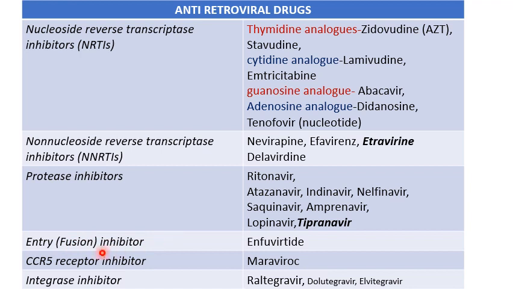And you have entry inhibitors or fusion inhibitors, which prevent the fusion of the virus to the CD4 lymphocyte. So it is enfuvirtide. And the CCR5 receptor inhibitor. We know that CCR5 receptor is a chemokine receptor which acts as a co-receptor which helps in the binding of virus to the host cell. The drug maraviroc inhibits this CCR5 receptor and prevents the binding of virus to the host cell. And then you have integrase inhibitors. The integrase enzyme is responsible for the integration of proviral DNA into the host DNA. The drugs which inhibit this integrase are raltegravir, dolutegravir and elvitegravir.